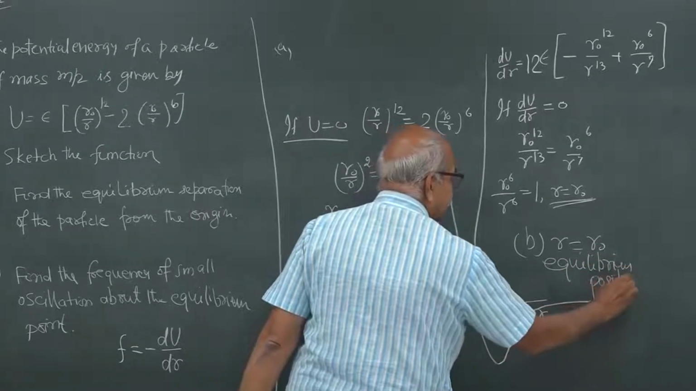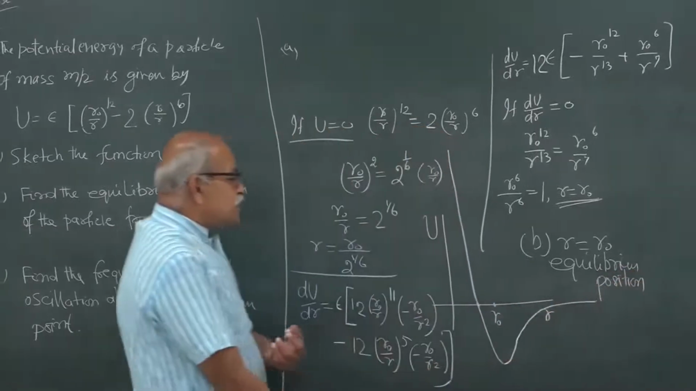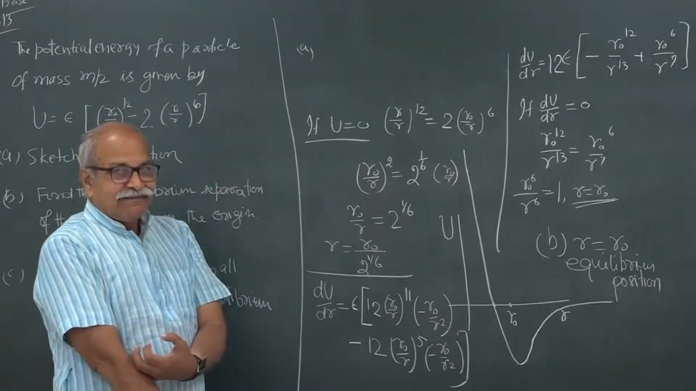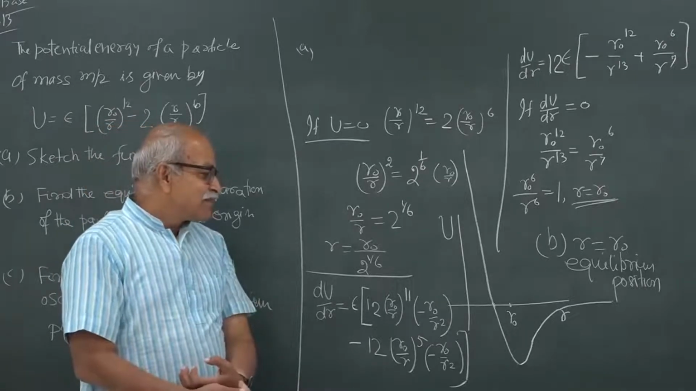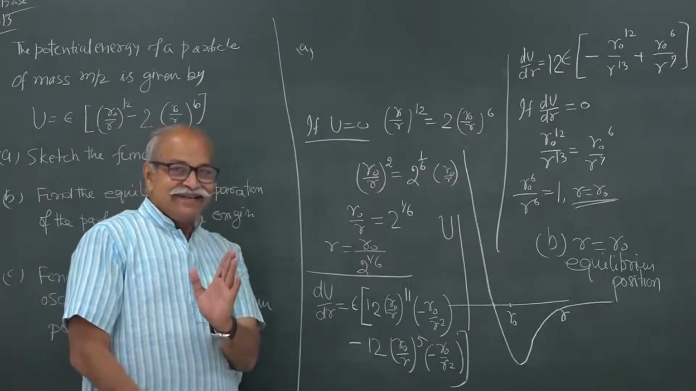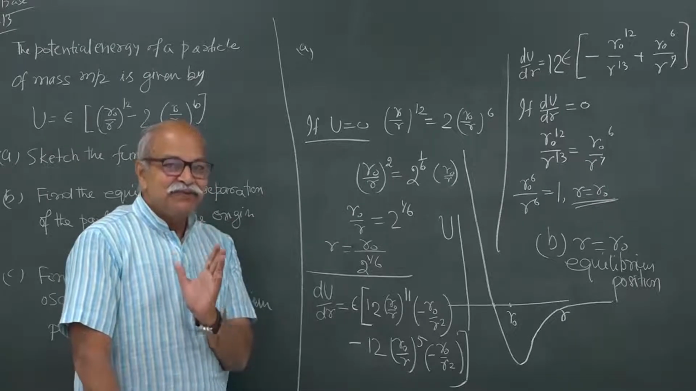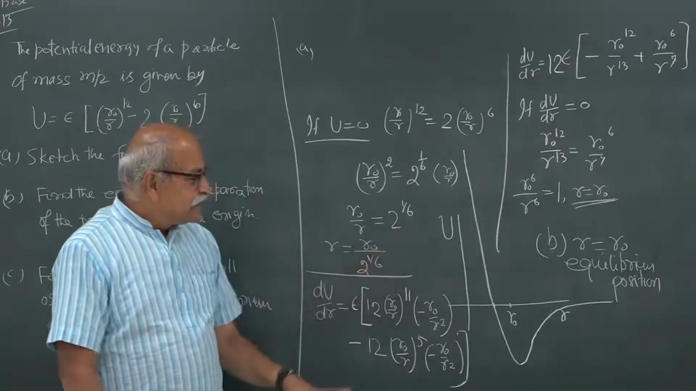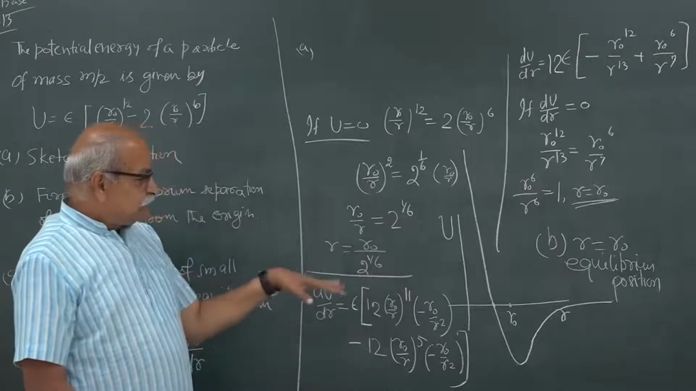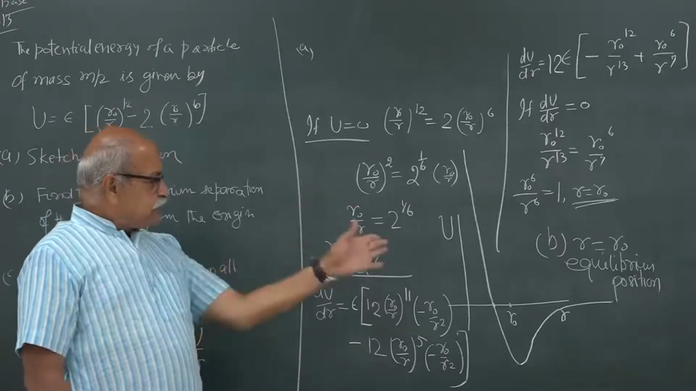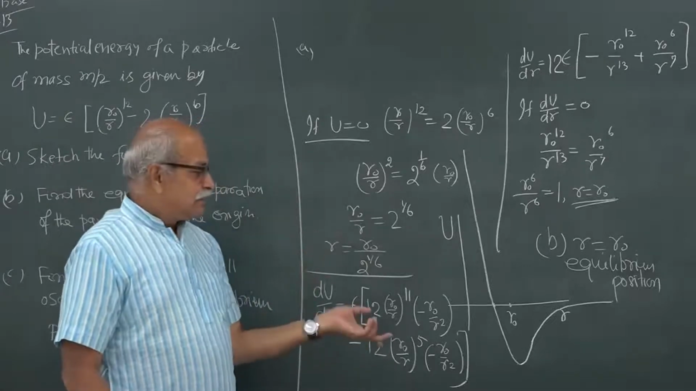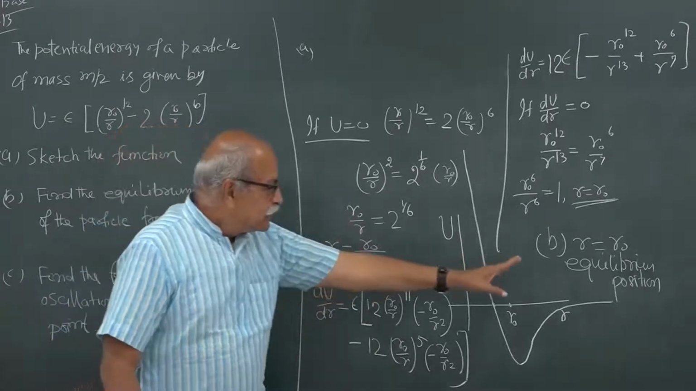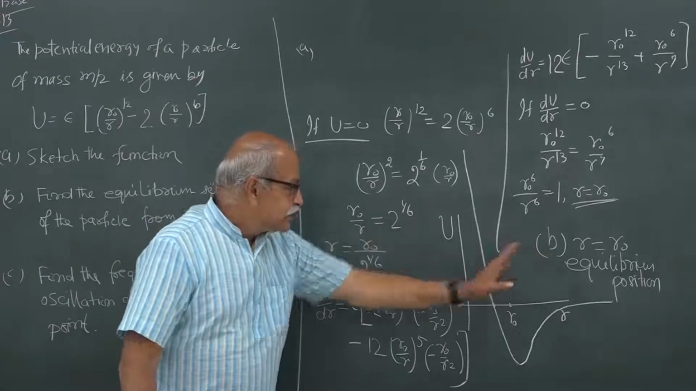What does that mean? If you put the particle at r equal to r naught, it will stay there in equilibrium, it will not move. So, that is the meaning of this. This is essentially one dimensional motion. If it is two dimensional motion, r equal to r naught means a circle, okay. But here it is this equilibrium position, the force is 0.